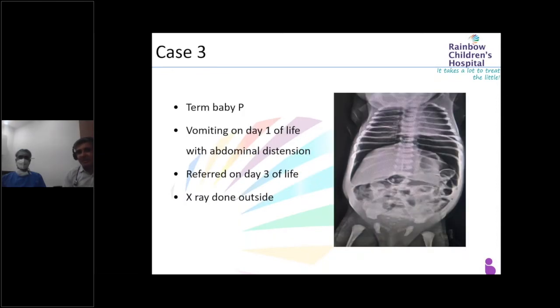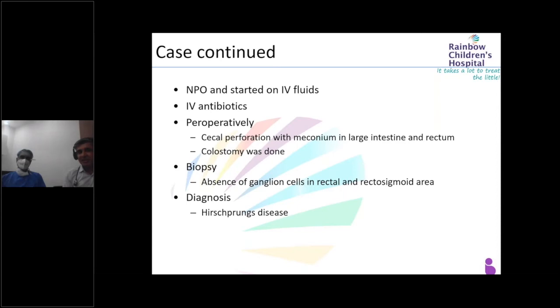Coming to the next case, this baby was admitted in the NICU on day 3 of life. The baby had vomiting since day 1, and developed distension on the first day itself. The X-ray done on the 2nd day of life at the referring hospital revealed a football sign. There was gas under the diaphragm on both sides. The baby was admitted, made NPO, and started on IV fluids.